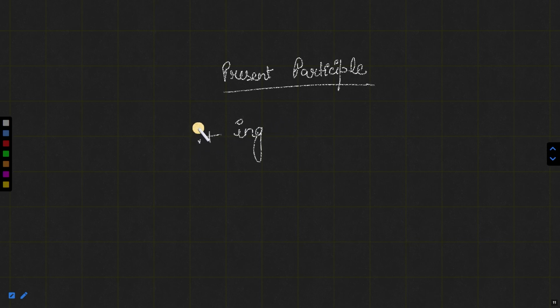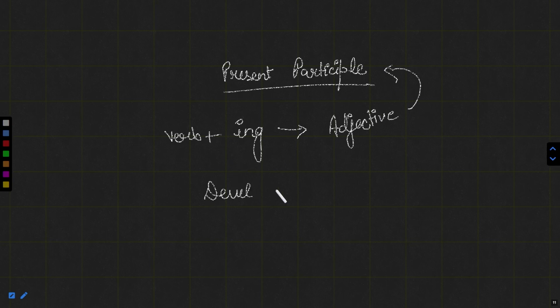Now this is a verb. Let me write it complete. Verb. And whenever I add ing to a verb and it converts into an adjective, then it is known as present participle. For example, if I say developing country. Now India is described as developing country. So country is developing. So developing is telling us the quality of this country, and developing is basically present participle because it has ing in it.